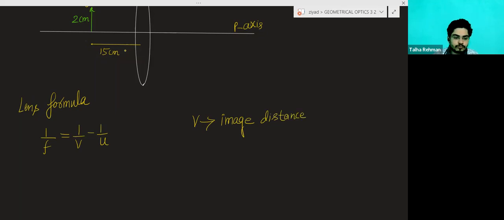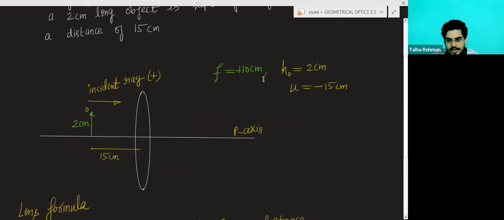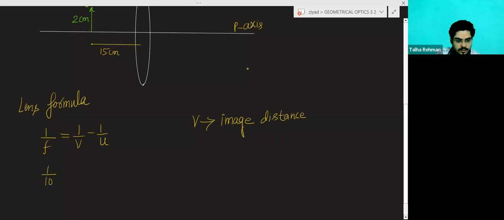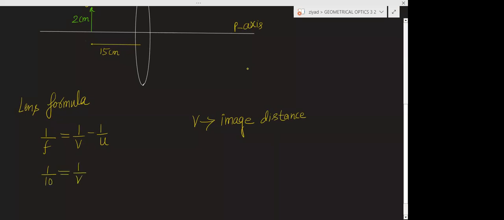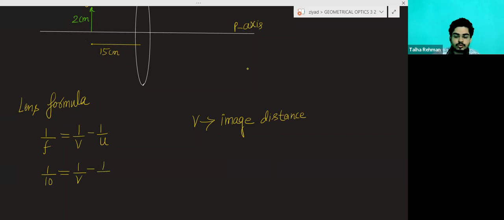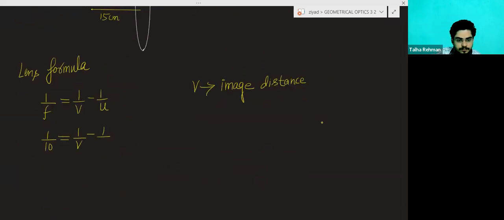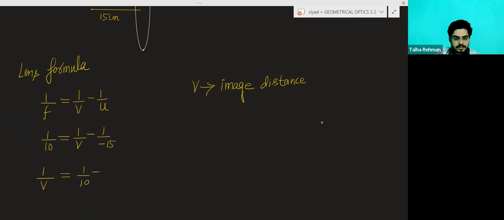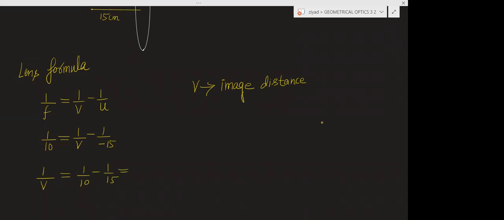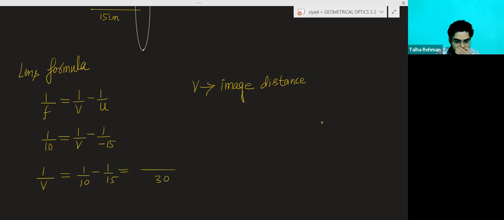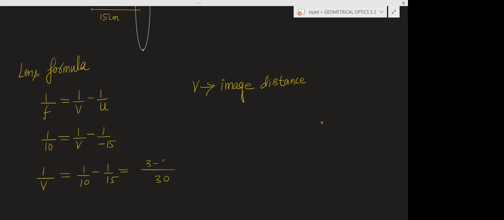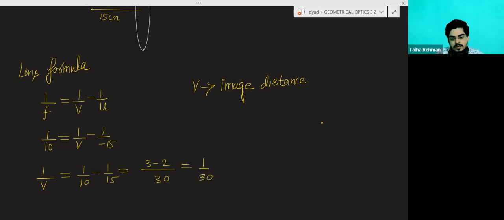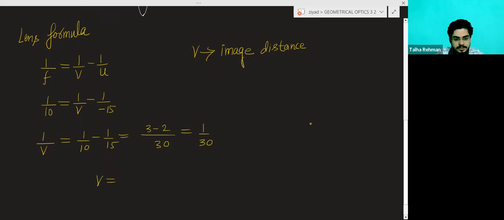Now put the value. 1 upon focal length is given. Focal length is given as 10. So you will put 1 upon 10 equals 1 upon V, which you have to find, minus 1 upon U. U is given as minus 15 centimeter. So minus minus plus, it will be 1 by 10 minus 1 by 15. This is just a simple calculation. You will take the LCM 30. So it will become 1 by 30. So the image distance you will get plus 30 centimeter.